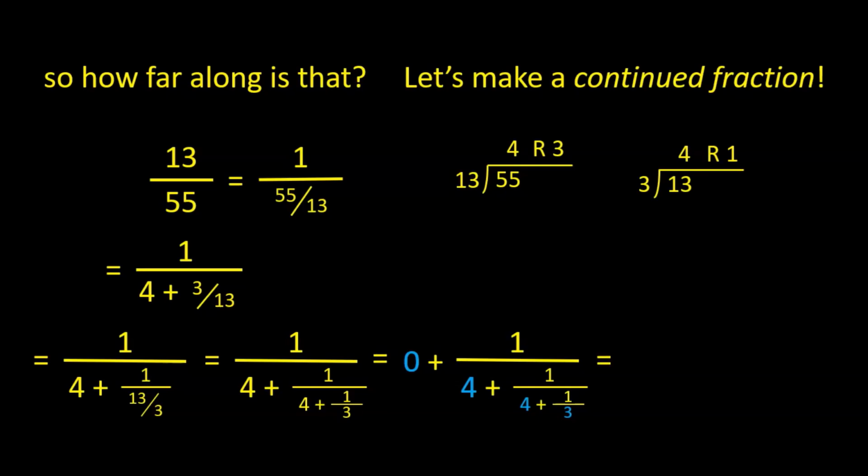It goes like this. We're going to get a pair of square brackets, and we put our whole number part in there first, follow it with a semicolon, and then we fill in the other numbers, which by the way are called partial quotients, and they're all separated by commas. So there you have 4, 4, 3. And that is a nice efficient way of writing our continued fraction for 13/55.